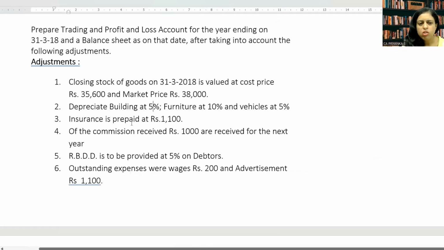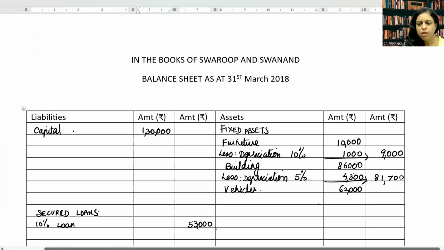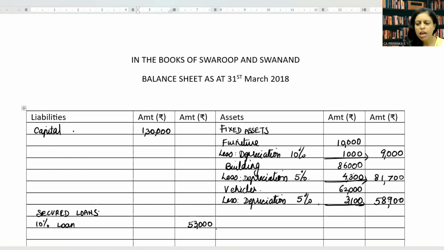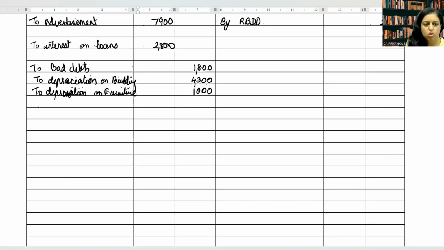Next one is insurance prepaid, and vehicles are also depreciated at 5%. Same thing I'm going to do with vehicles. First effect of depreciation, I'm going to write here less depreciation 5%. 3,100. The 8,900 will be the amount of the asset after depreciation. Now this 3,100 I'm going to take to the profit and loss account, to depreciation on vehicle.